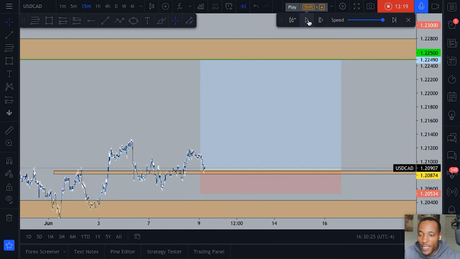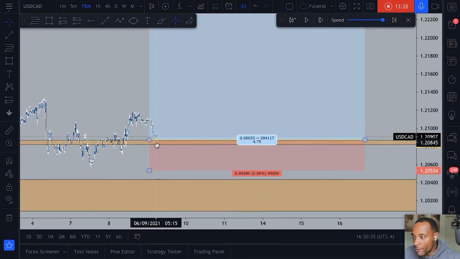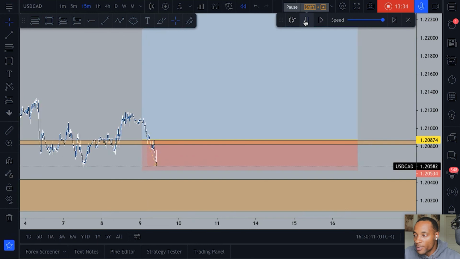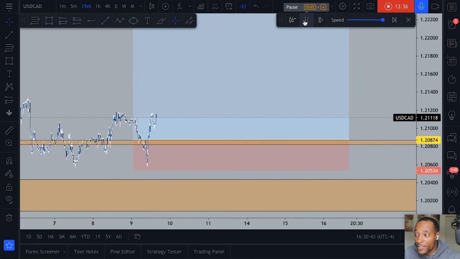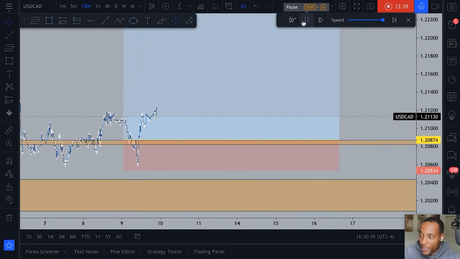Okay, we got triggered into this market. We had a nice rejection right on our entry. Nice little rejection. But if we play it forward, we can see there's a little bit of drawdown. It came close to the stop loss. Still wasn't risk-free yet. Didn't go risk-free yet.